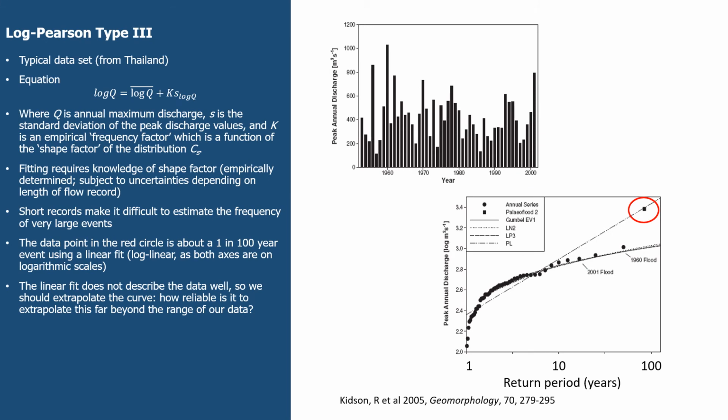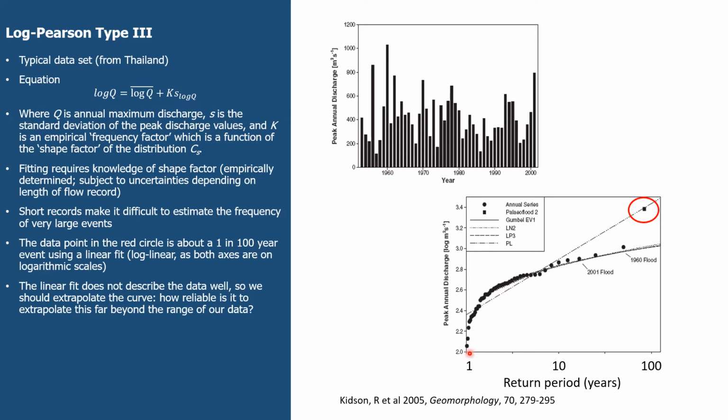The log Pearson type 3 distribution is widely used. Here's a typical data set published by Kitson et al. These are data from Thailand. Here are some annual maximum flood data. You can see the peak over 1,000 cubic meters a second, but there are some drier years in here.